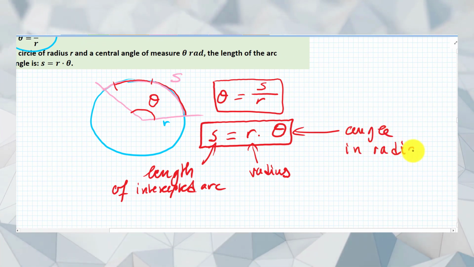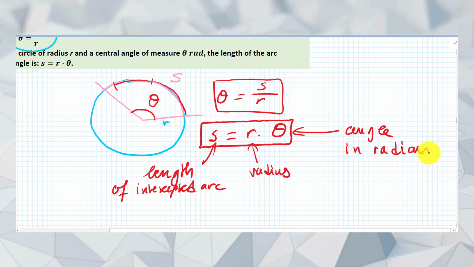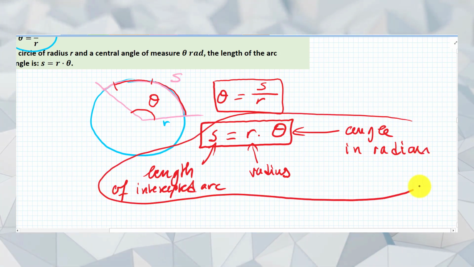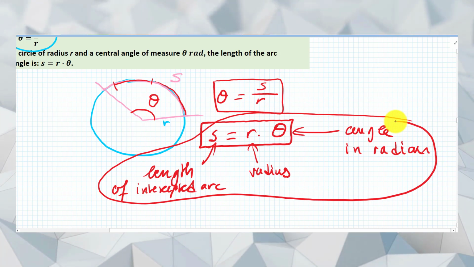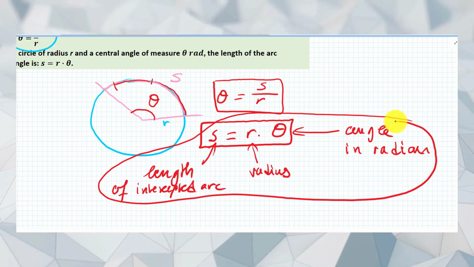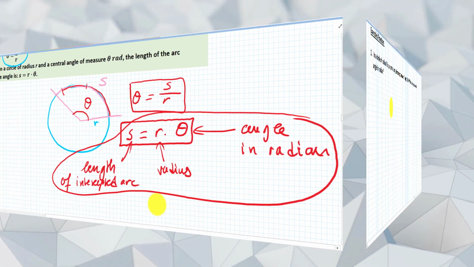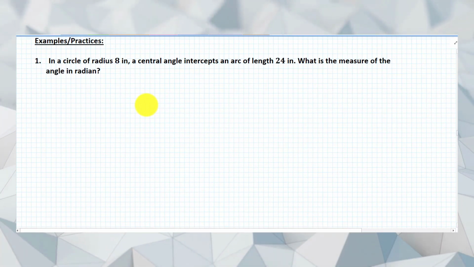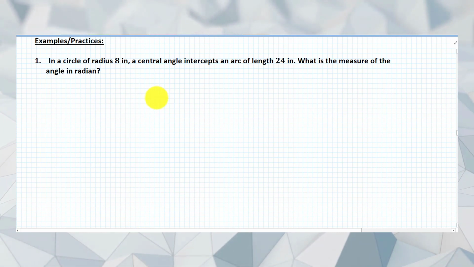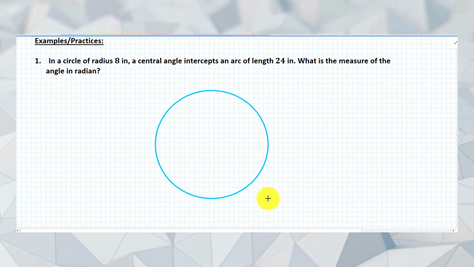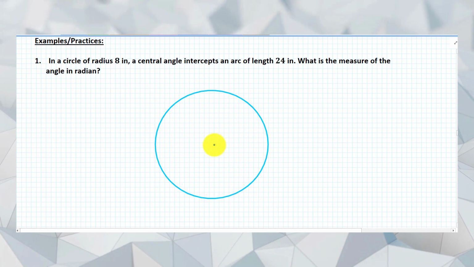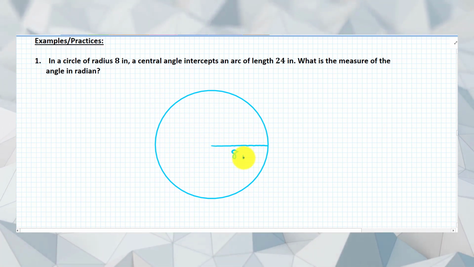It's very important. This property is only true when you use an angle in radian. Okay, so make sure you know this property. It is fundamental to understand what a radian is. All right, let's practice it. So what do we have in the first example? A circle of radius 8 inches. So here's a circle. Let's say the radius is 8 inches. So here we go, 8 inches. Okay.